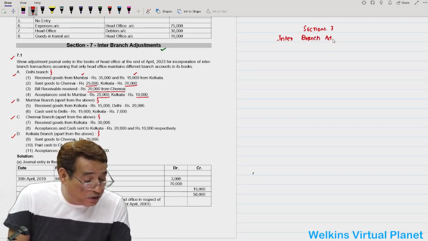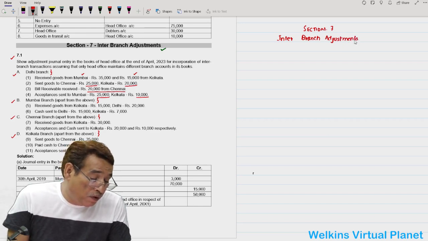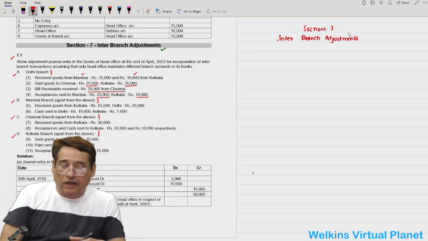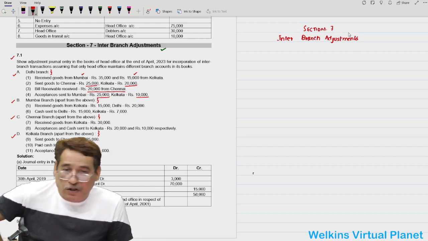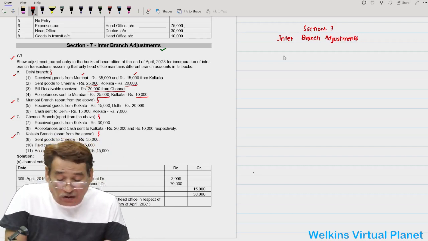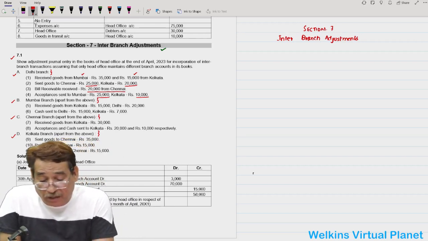Inter-branch adjustments. Whatever transactions have taken place between or among the branches, we will have to adjust those, correct? This is the theme of this particular chapter.